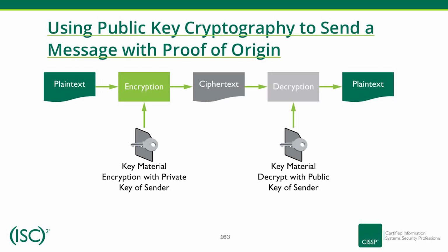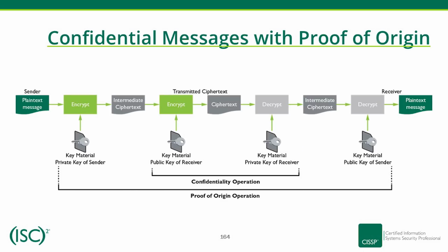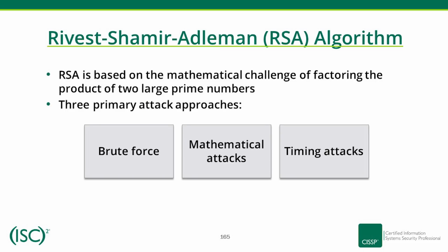Using public key cryptography to send a message with proof of origin. Confidential messages with proof of origin. Rivest-Shamir-Adleman, RSA, algorithm. RSA is based on the mathematical challenge of factoring the product of two large prime numbers. 3 primary attack approaches.